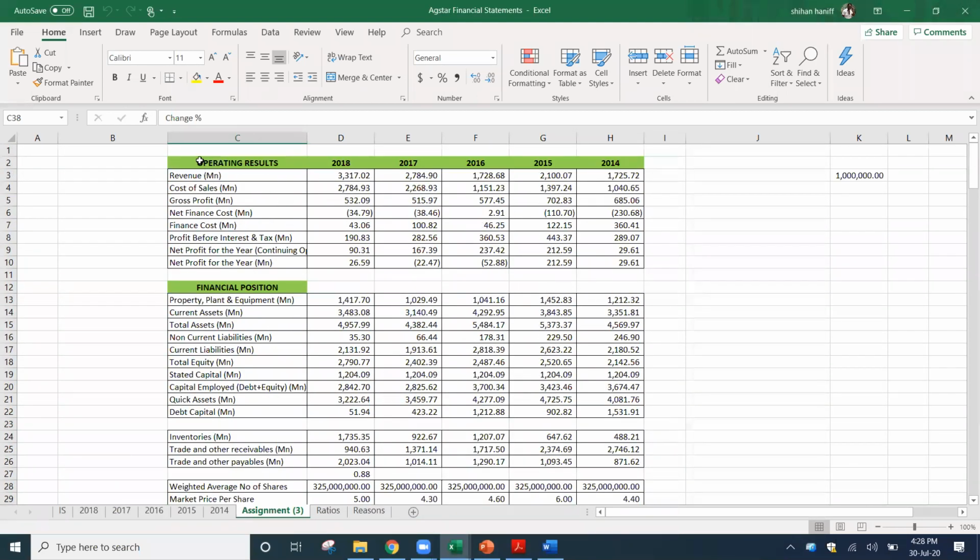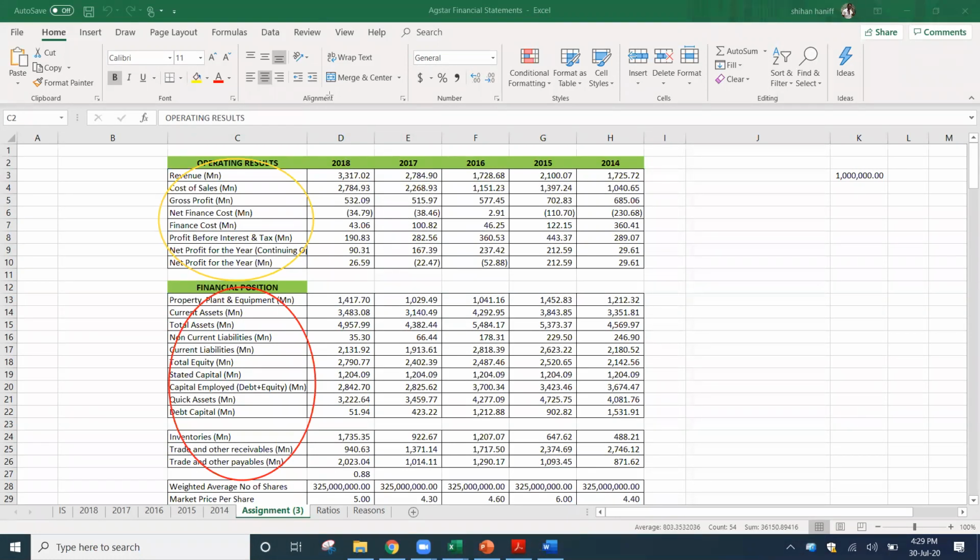Now this information we normally take from the company annual report. How much is the revenue? How much is the cost of sales? Right? All these values we take from the income statement and statement of financial position. And these are from income statement and these are from financial position. So using this information, we are going to calculate the ratios.